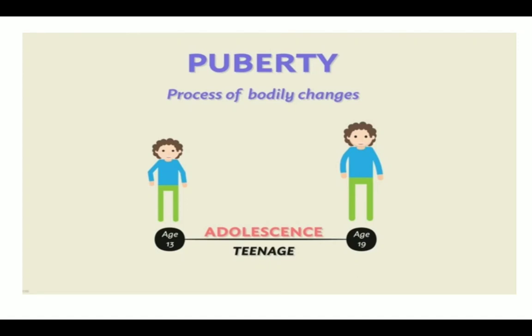So here the age is mentioned. You see, starting from the age of 13, ending up with the age of 19. This is teenage. So this period is the adolescent period. Let's see what kind of changes are occurring in this adolescent period. During this period, changes may occur in height, weight, sex organs, muscular mass, as well as in brain structure and function. So many kinds of changes are occurring during this adolescent period. Let's discuss it.